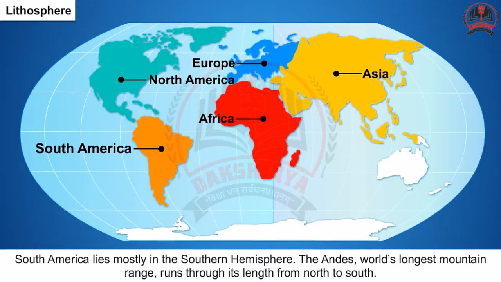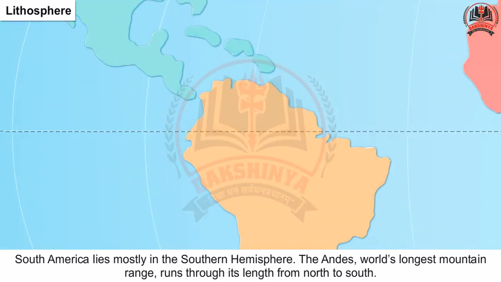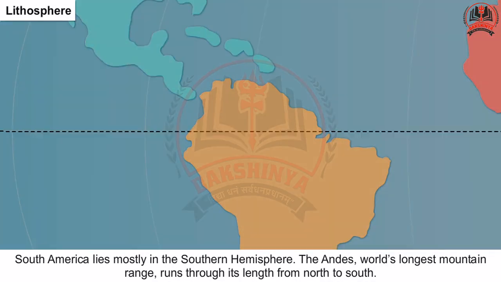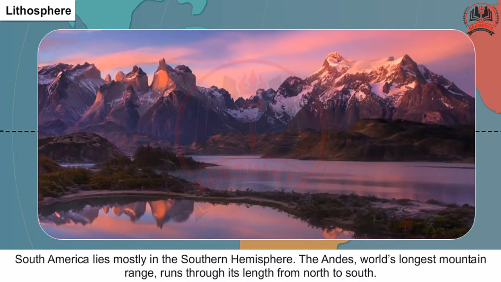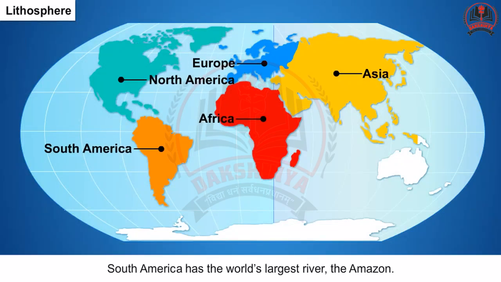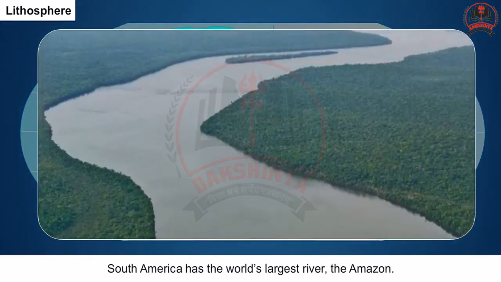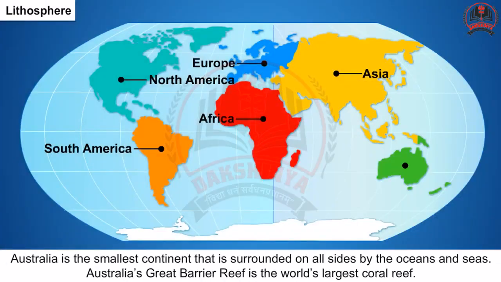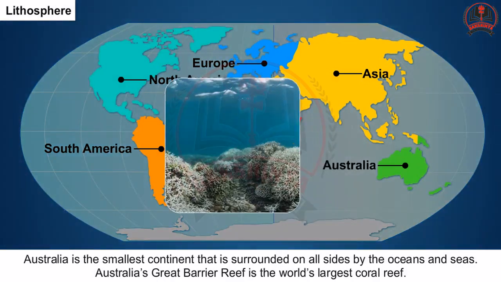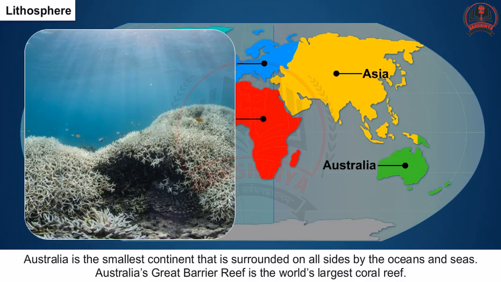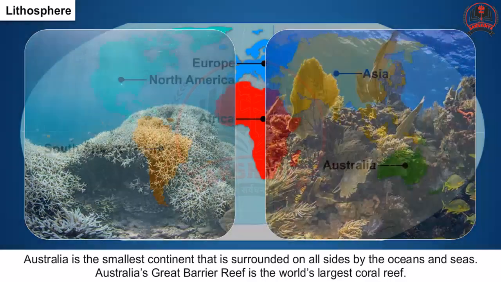5. South America lies mostly in the southern hemisphere. The Andes, world's longest mountain range, runs through its length from north to south. South America has the world's largest river, the Amazon. 6. Australia is the smallest continent that is surrounded on all sides by the oceans and seas. Australia's Great Barrier Reef is the world's largest coral reef.